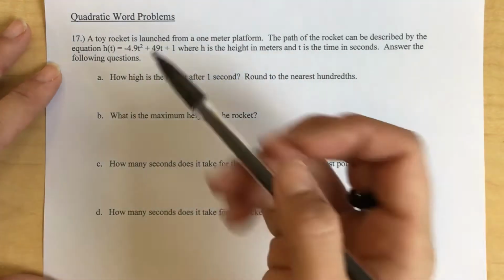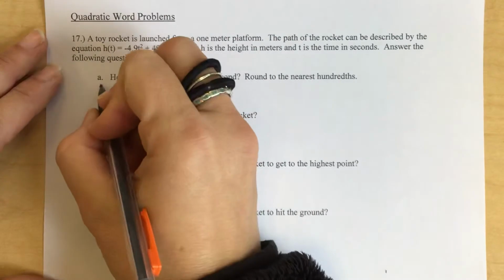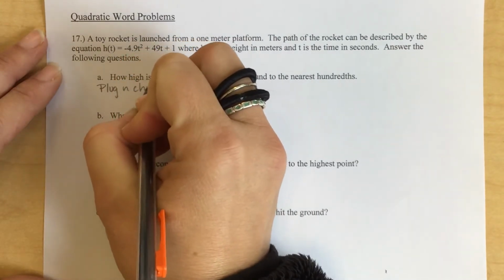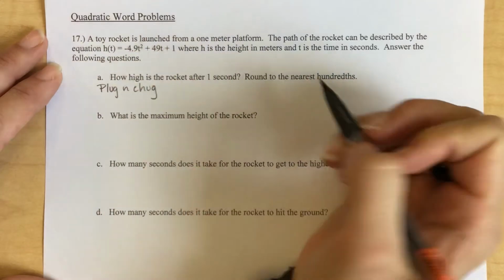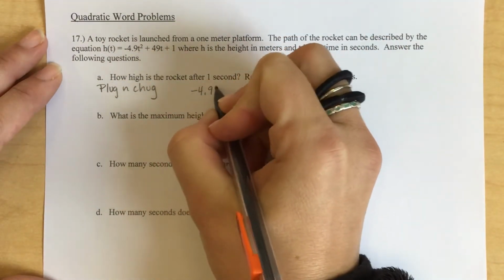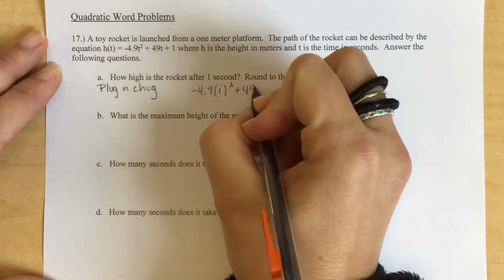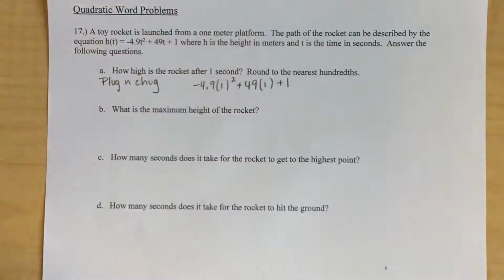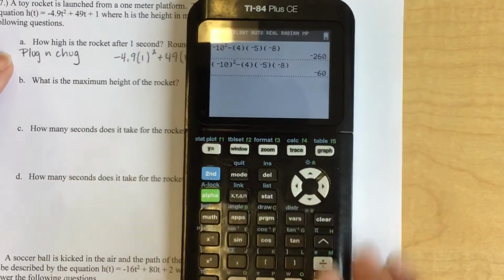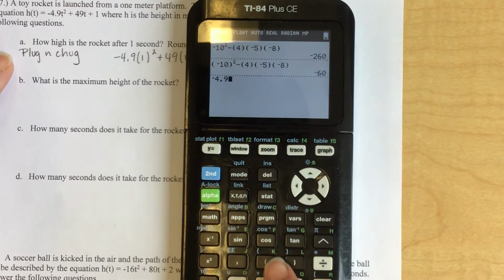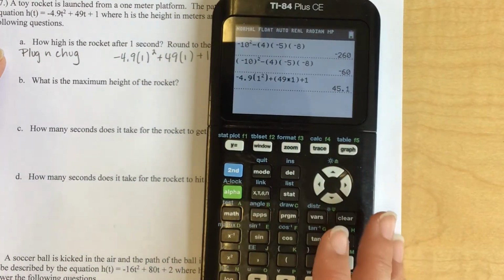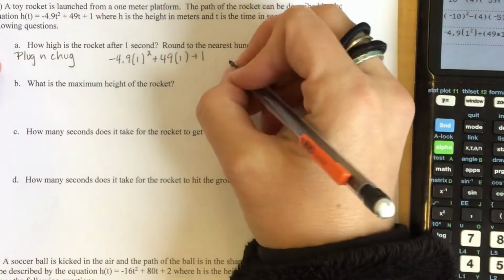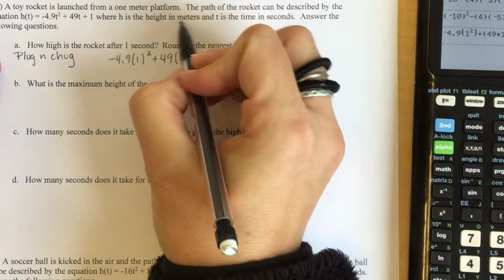Answer the following questions. How high is the rocket after 1 second? So for this, you're going to plug and chug. So you're just plugging 1 in for t for the time. So negative 4.9 times 1 squared plus 49 times 1 plus 1. So again, if we do this on our calculator, negative 4.9 times 1 squared plus 49 times 1 plus 1. So that gives me 45.1. And this is meters.